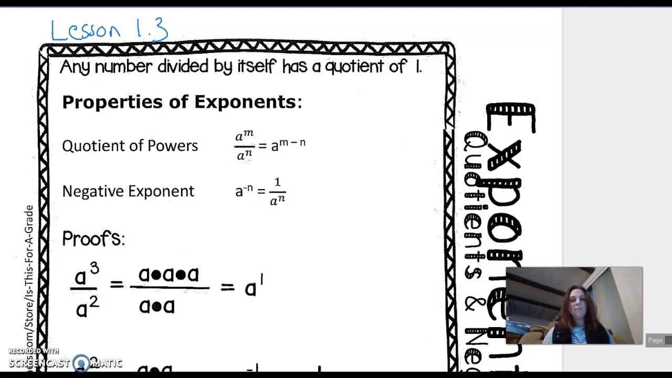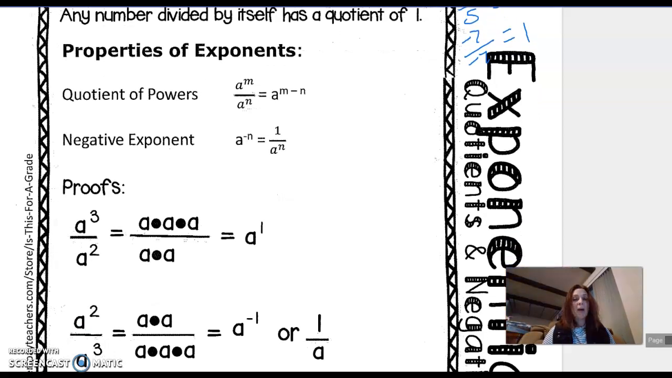So it says right here, any number divided by itself has a quotient of 1. Remember that. Don't overthink that. 5 divided by 5 equals 1. -7 divided by -7 equals 1. Okay, that's all that means. Number divided by itself.